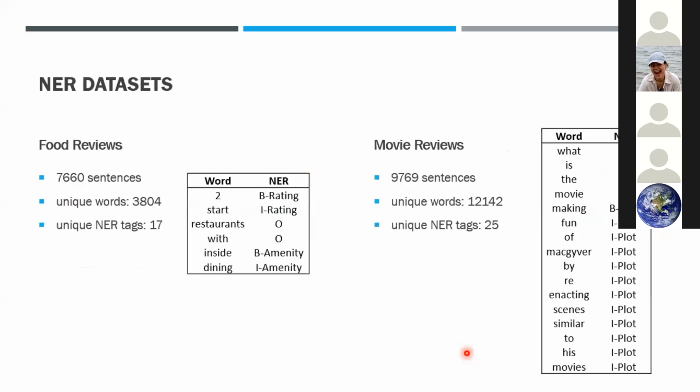So these are the two data sets that we worked with. One of them consisted of food reviews and the other one was movie reviews. The food reviews contained more than 7,600 sentences, 3,800 unique words, and 17 NER (named entity recognition) tags. An example of this data set is shown in this table. The movie reviews contained close to 10,000 sentences, but had many more unique words, over 12,000, and also contained 25 NER tags. The example is shown on the right-hand side. I'd also like to say that the movie reviews had longer sentences overall, so that was a more challenging data set for our models.